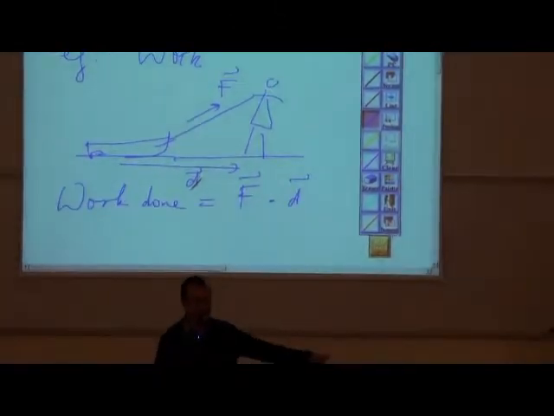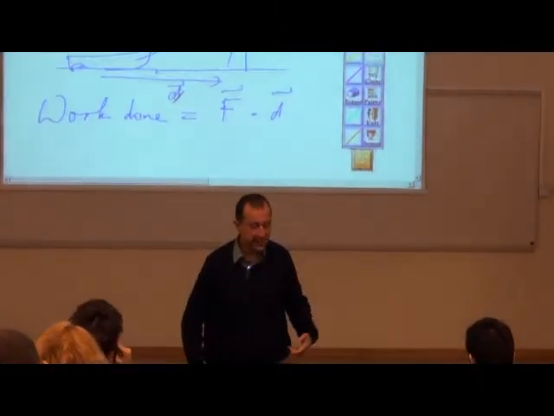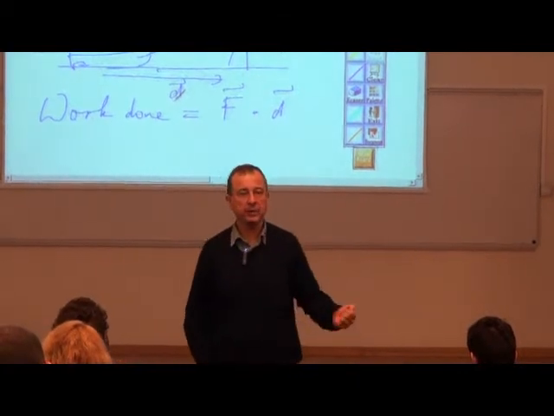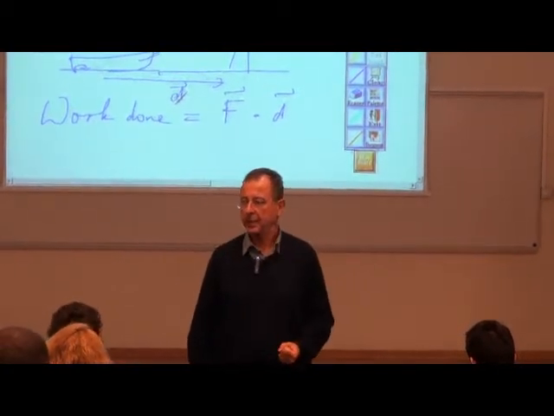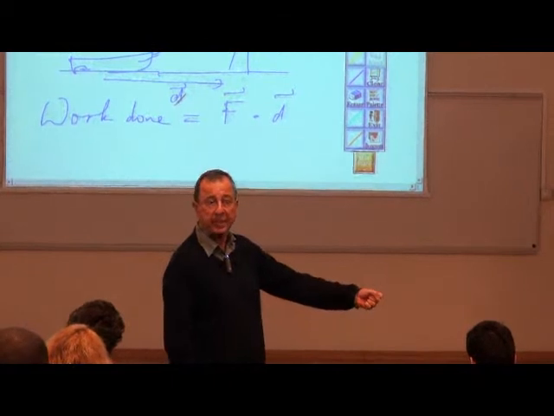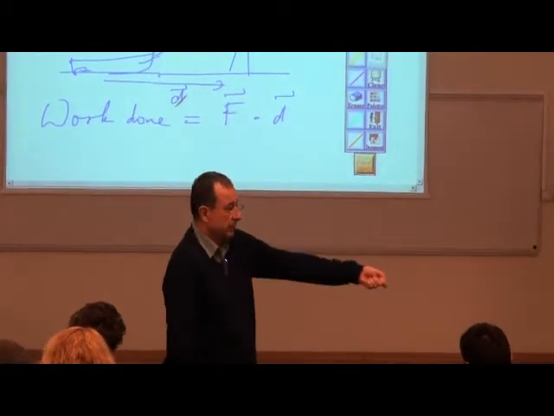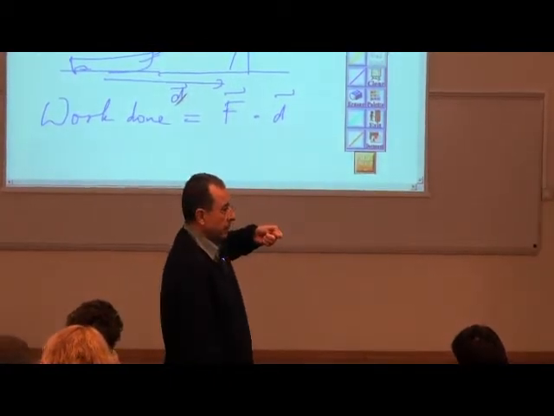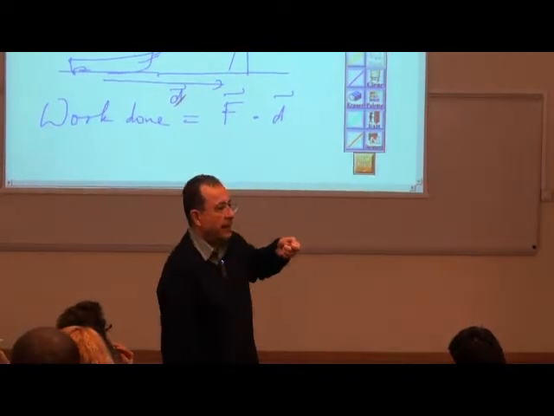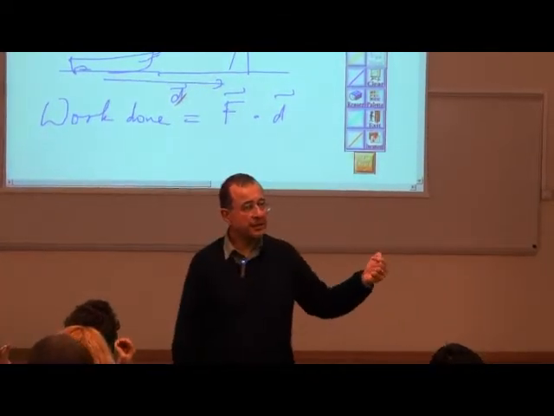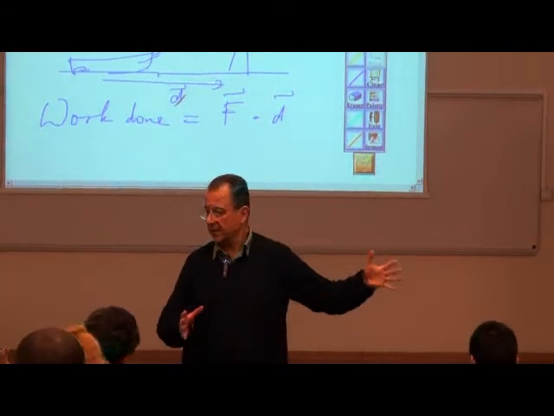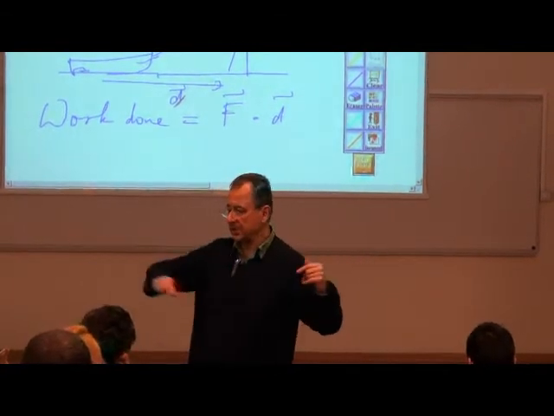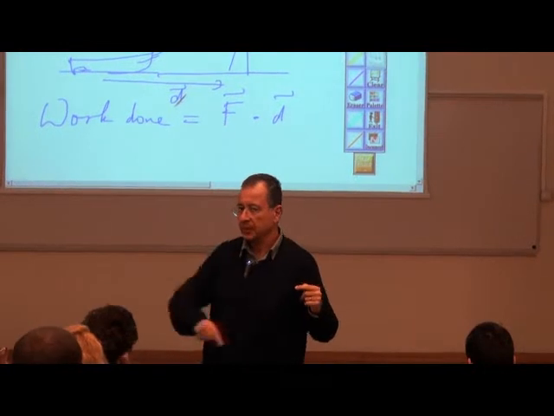This little girl is pulling a sled, kızak, with a rope. Of course, she's applying a force to pull it. And as a result, this sled has moved through a distance d along the ground.